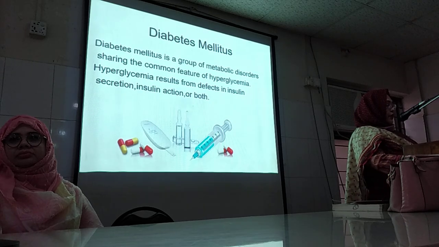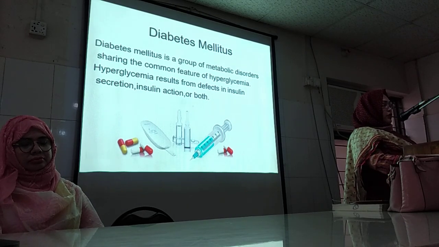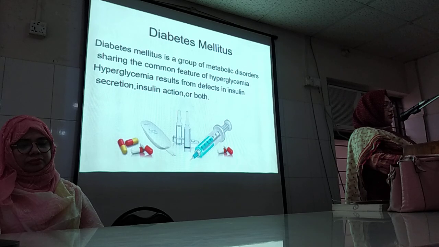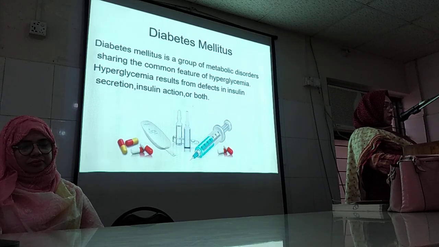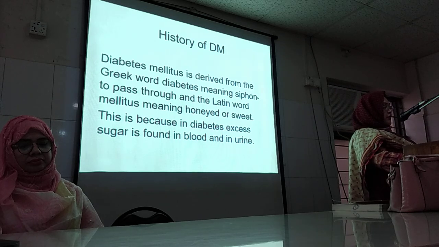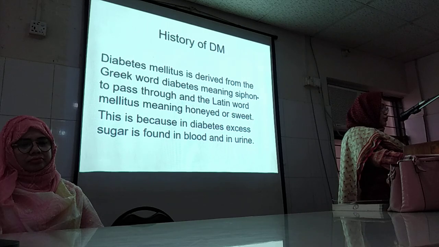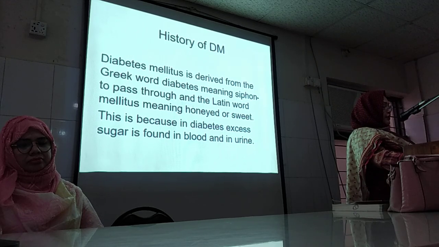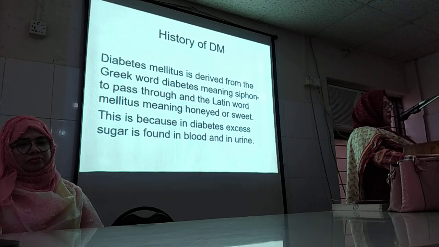Diabetes mellitus is a group of metabolic disorders sharing the common feature of hyperglycemia. Hyperglycemia results from defect in insulin secretion, insulin action, or both. History of diabetes mellitus. Diabetes mellitus is derived from the Greek word diabetes meaning siphon, to pass through, and the Latin word mellitus meaning honeyed or sweet. This is because in diabetes excess sugar is found in blood and urine.